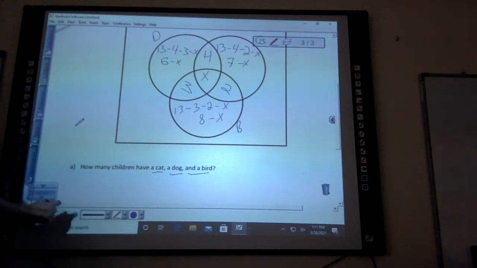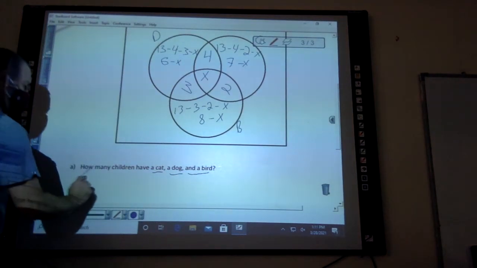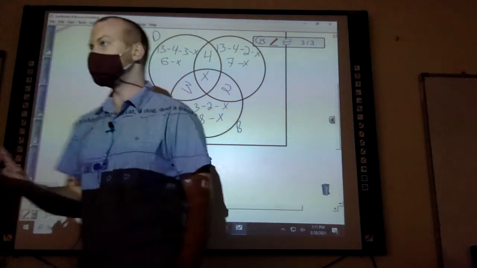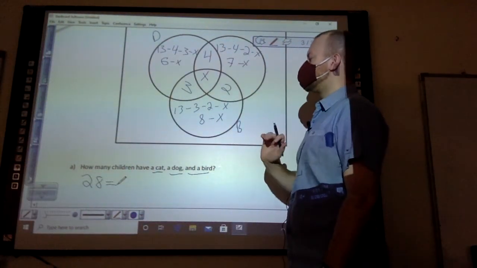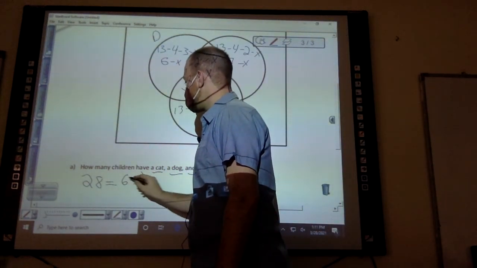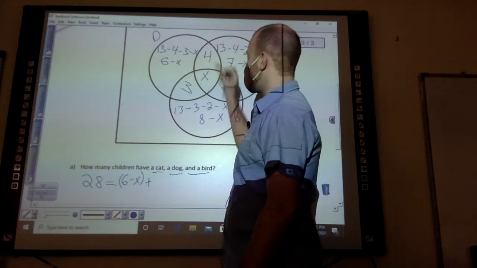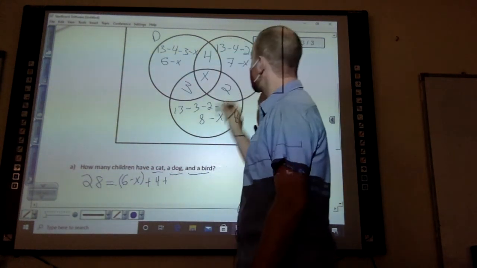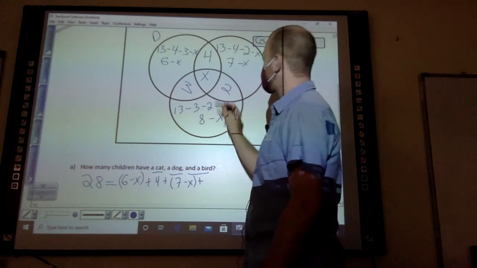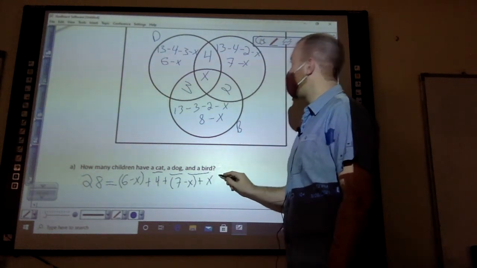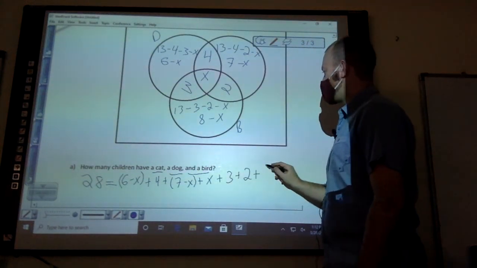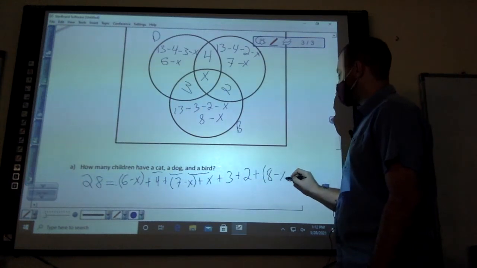So we're going to add up all the regions. So I know the whole thing adds up to 28. Here's how we do this. So we're going to add up each of these regions. So I've got 6 minus X. That's one section. Plus 4. Plus 7 minus X. Plus the middle region, which is X. Plus 3. Plus 2, plus 8 minus X.